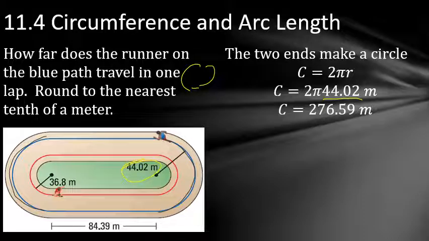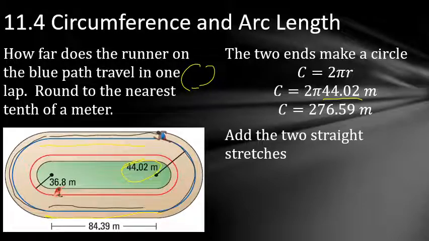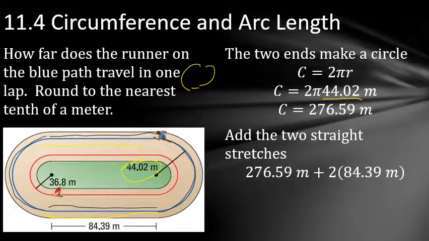To get the total distance he goes, he also has the straights there and there. So we need to add the two straight segments. So we have our circumference, that's the two ends, and the two straightaways. Add those together, and you get 445.4 meters.